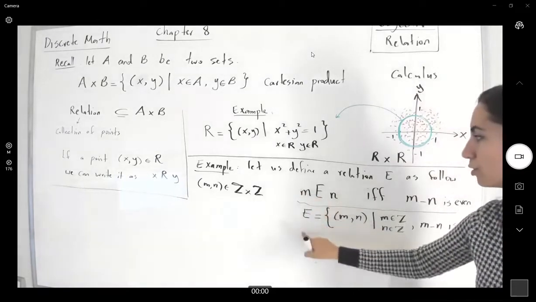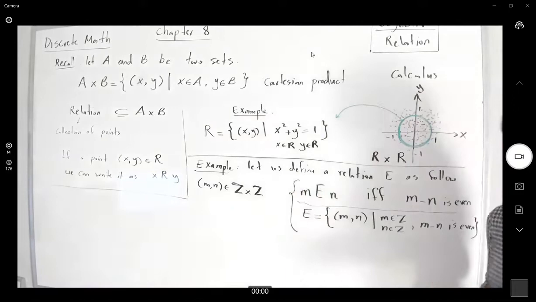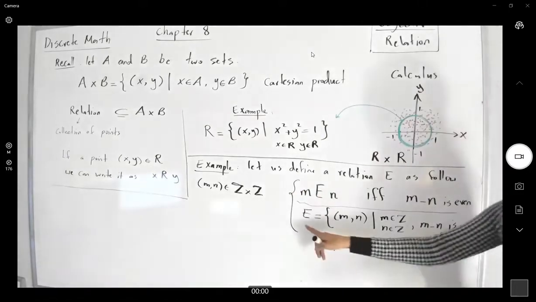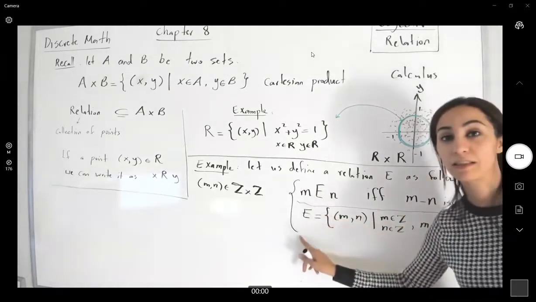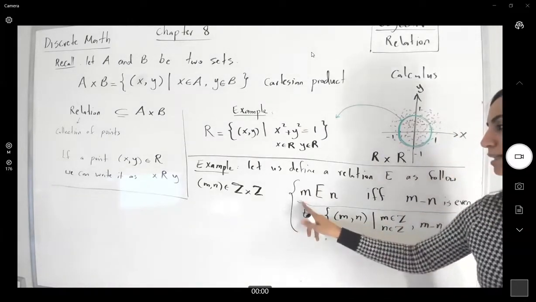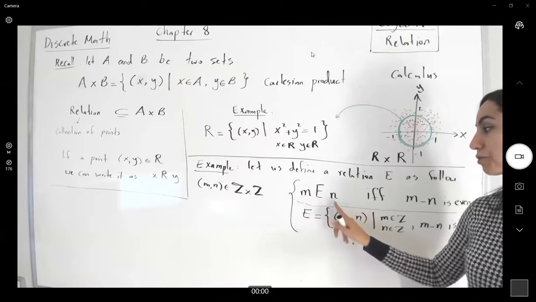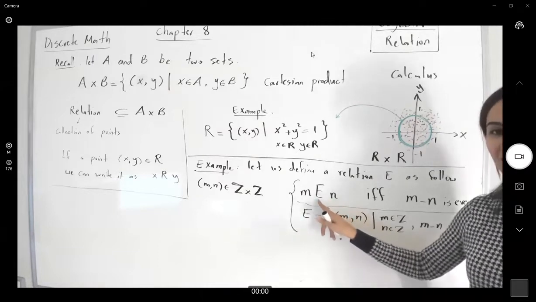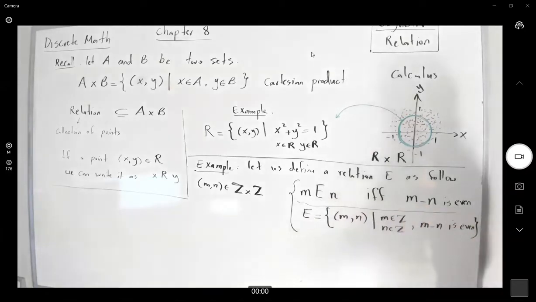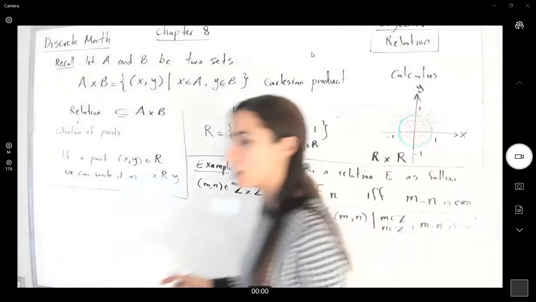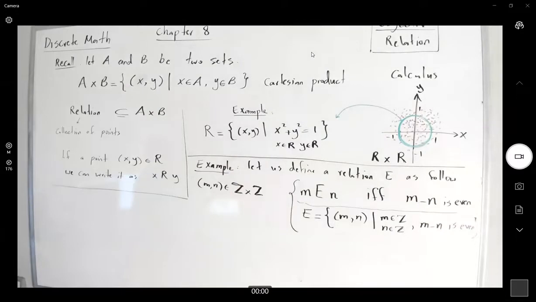So these two have the exact same meaning, either using set notation to represent this relation, or just mentioning that, hey, M is in relation with N, in set E, in relation E, if and only if M minus N is even. Question says, well, list 5 integers that are related to 1.